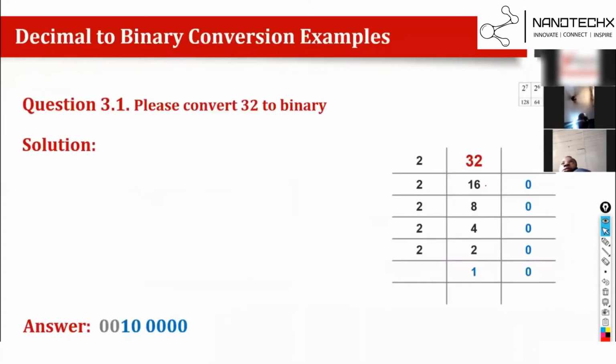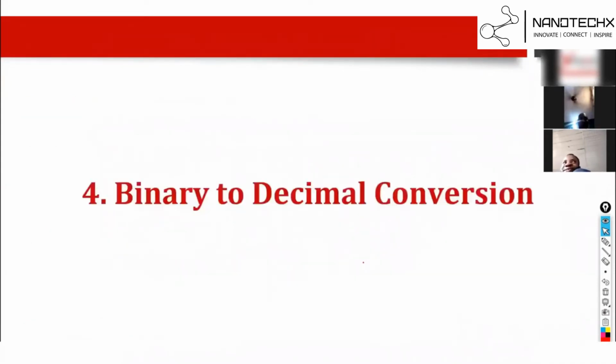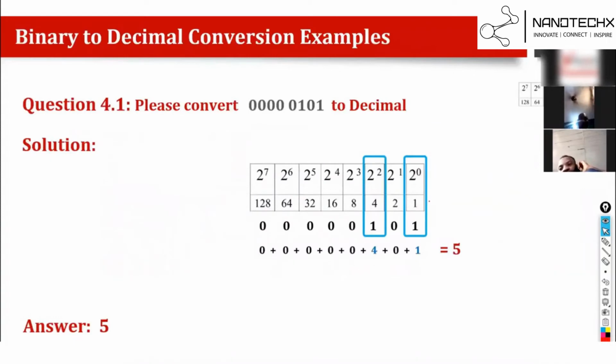We learned how to convert decimal to binary with simple math, which we learned in elementary school as well. These are some examples. Then you have to do this exercise from home. These 8 questions you have to finish and send to me. Then binary to decimal conversion. We learned how to convert from binary to decimal. You have to remember this 1, 2, 4, 8, 16, all of that. And then you multiply and add them as well.